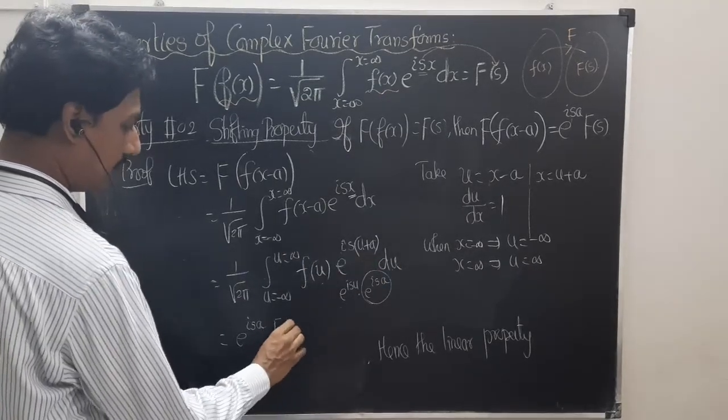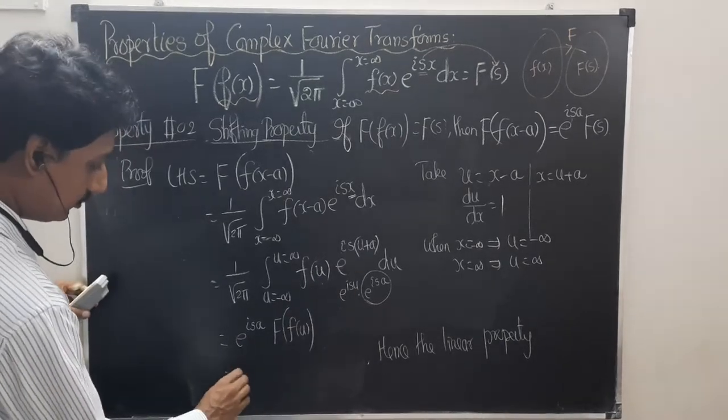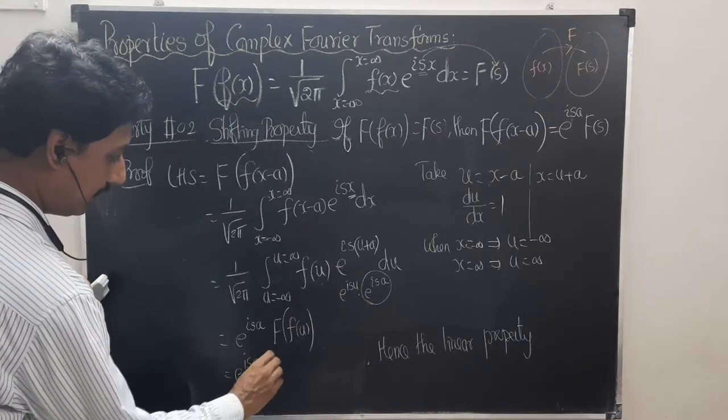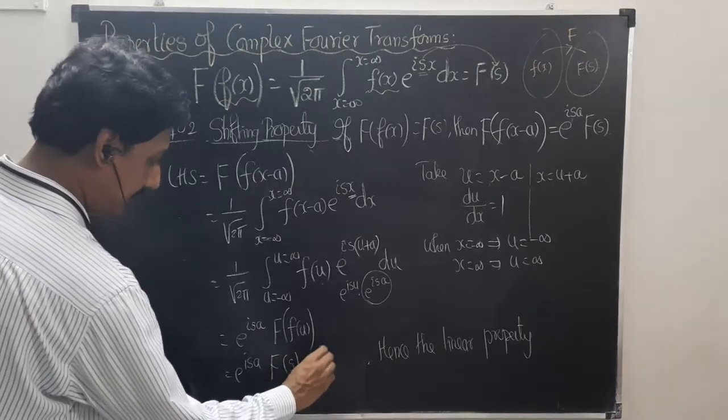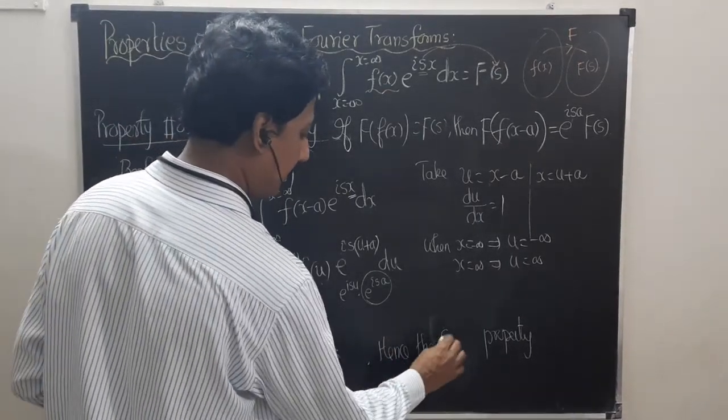It's nothing but the Fourier transform of f of u, otherwise it will be f of x, since u is the dummy variable. So this is nothing but e power isa into F of s. So this is the right hand side. Hence the shifting property.